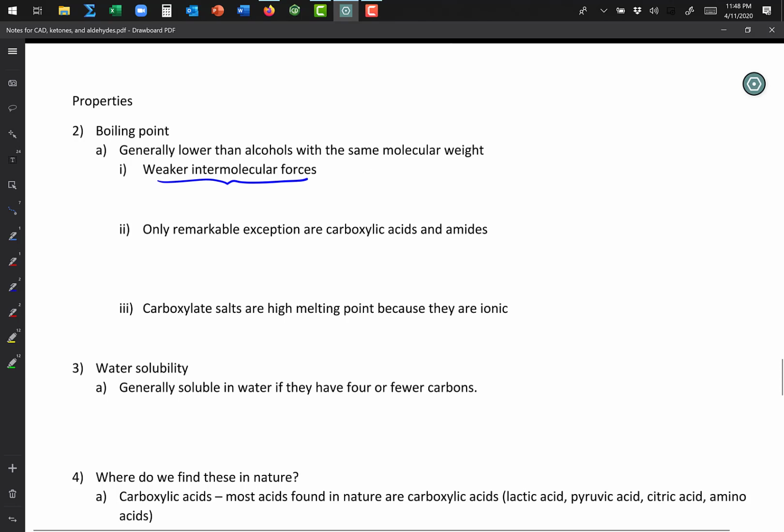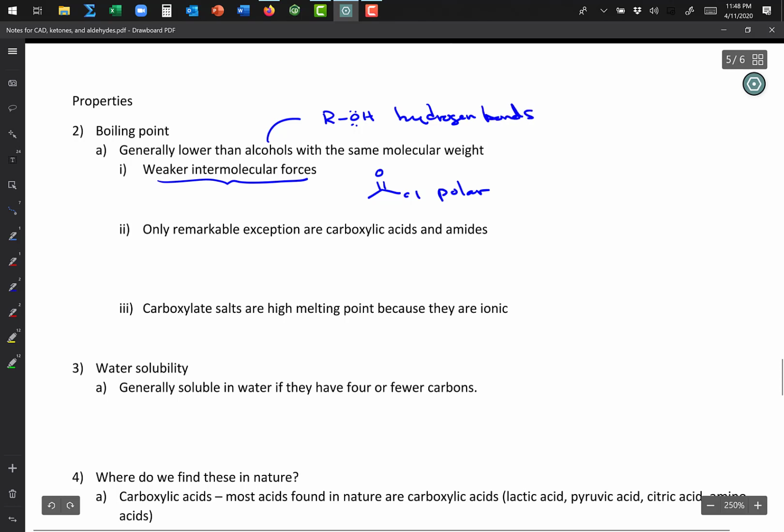Okay, so for example, this is polar, right? So all of these types of compounds have it, but alcohols like ROH have hydrogen bonding. So as long as the molecular weight is around the same, the alcohol will have the higher boiling point because of the hydrogen bonds. And that's one of the reasons why carboxylic acids and amides have higher boiling points: they can hydrogen bond.